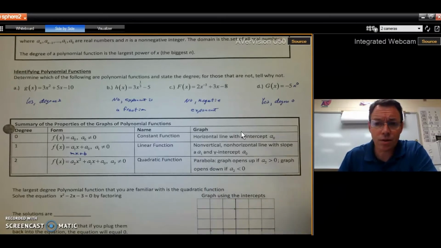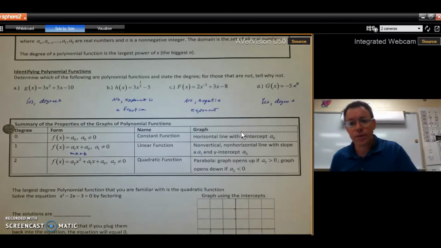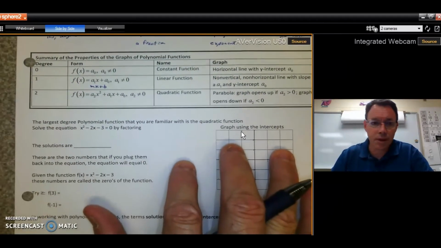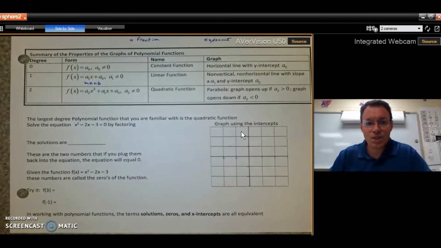And these are ones that you're familiar with. Later on, we're going to talk about x to the 3rd and x to the 4th. We'll talk about other powers, but we're going to start with what you're most familiar with. So the largest degree that you are familiar with as far as polynomials go would be a quadratic.